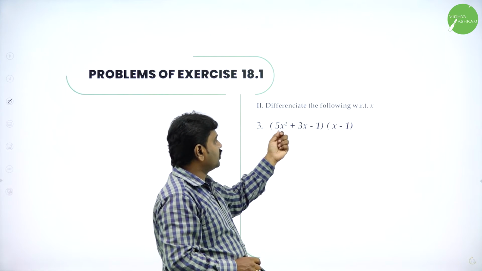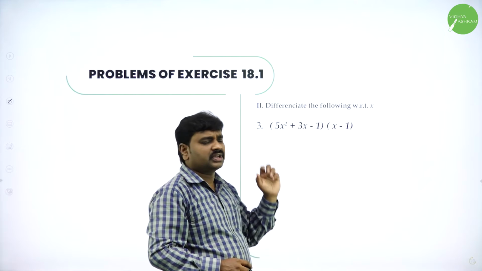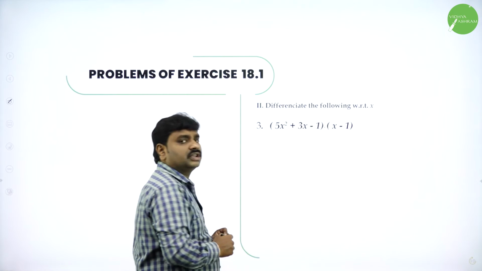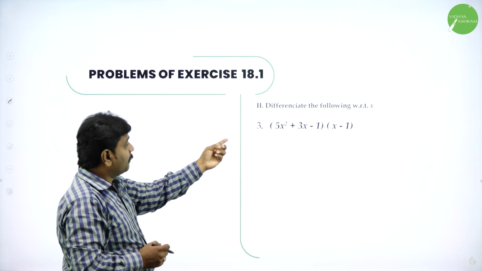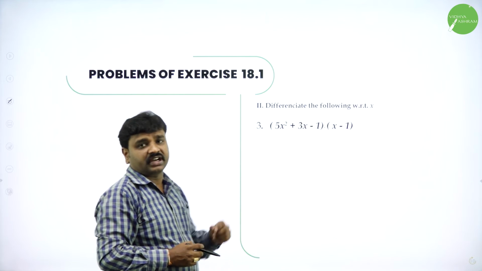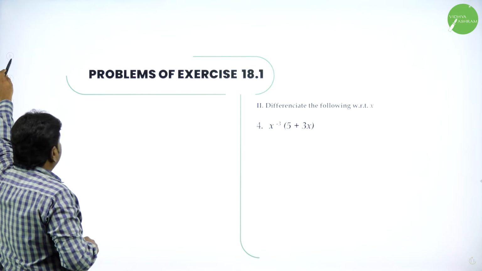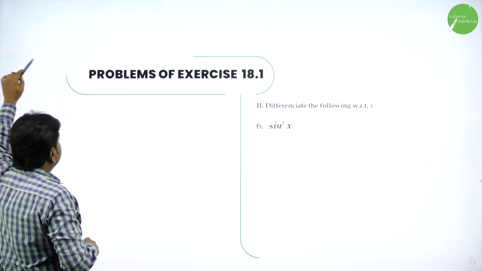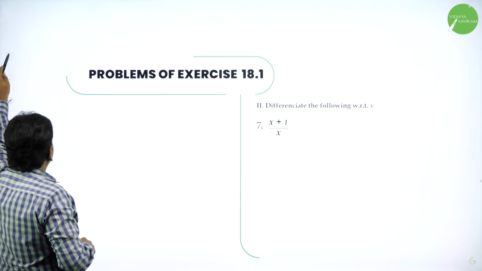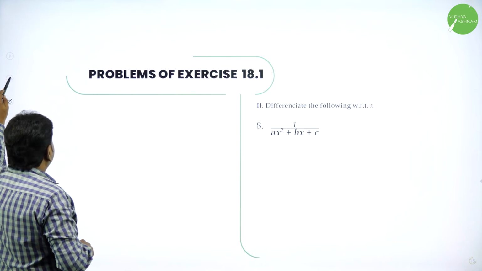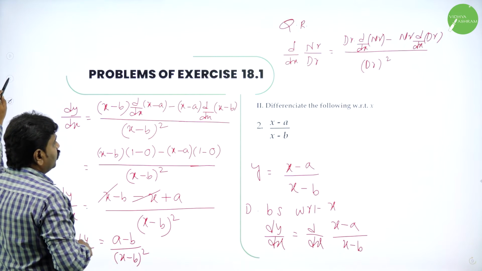Third one, (5x square plus 3x minus 1) into (x minus 1). Again use what rule? Product rule, because in between we have a product of two functions. You can use product rule or multiply and differentiate directly. Anything is fine. Next, fourth one, fifth one, sixth one, seventh one, eighth one. All the problems till 9 you can do by yourself, but I'll go on guiding you how to solve.